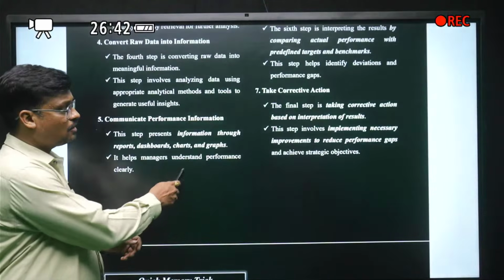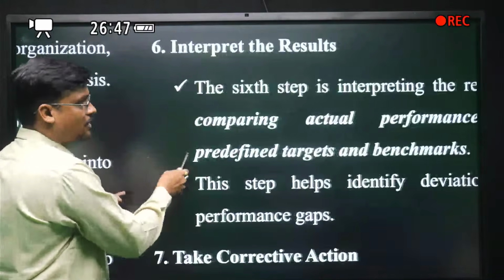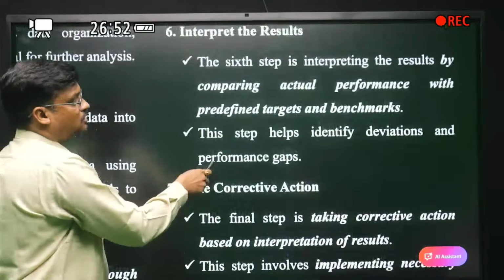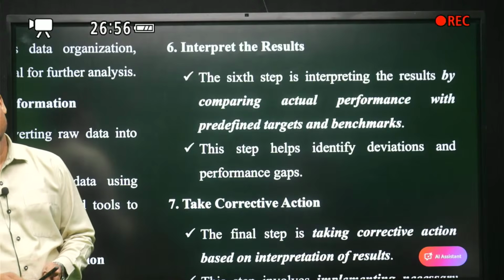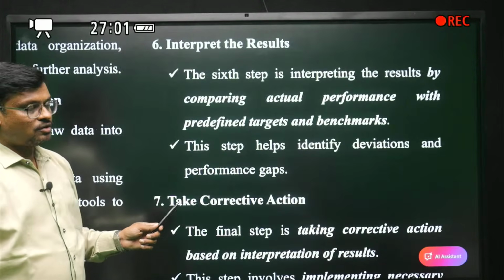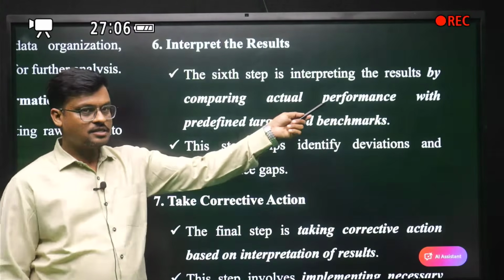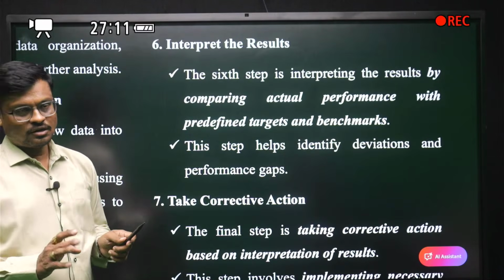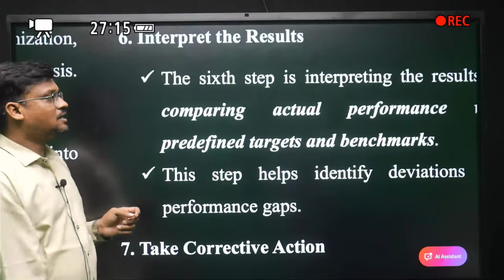Okay. Now, sixth step is interpret the results. Now you have the actual data which is generated in step number 5, and you have the key performance indicators measured in step number 1, which we have identified earlier. So now you have to interpret the results such that whether your actual performance is matching your predefined targets and benchmarks, yes or no. You have to identify them. Okay, this is your sixth one, that is interpret the results.